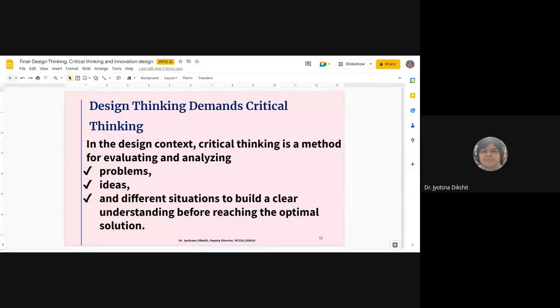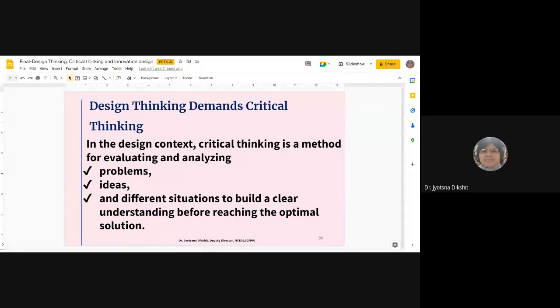So speaking of design thinking, critical thinking is basically a method to evaluate and analyze problems, ideas, and different situations to build a clear understanding before reaching the optimal solution.